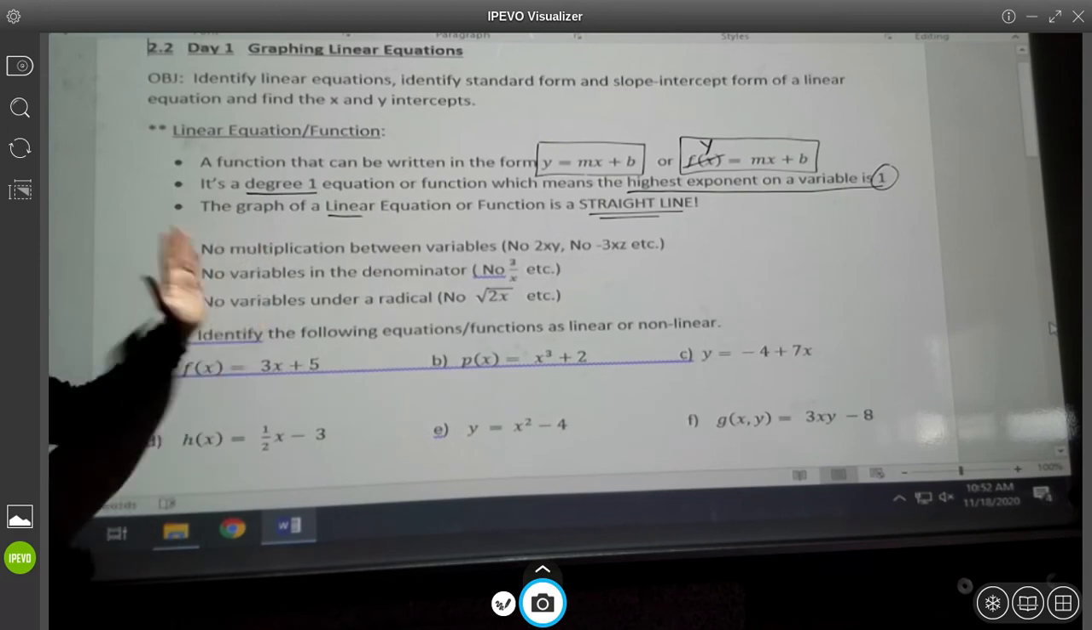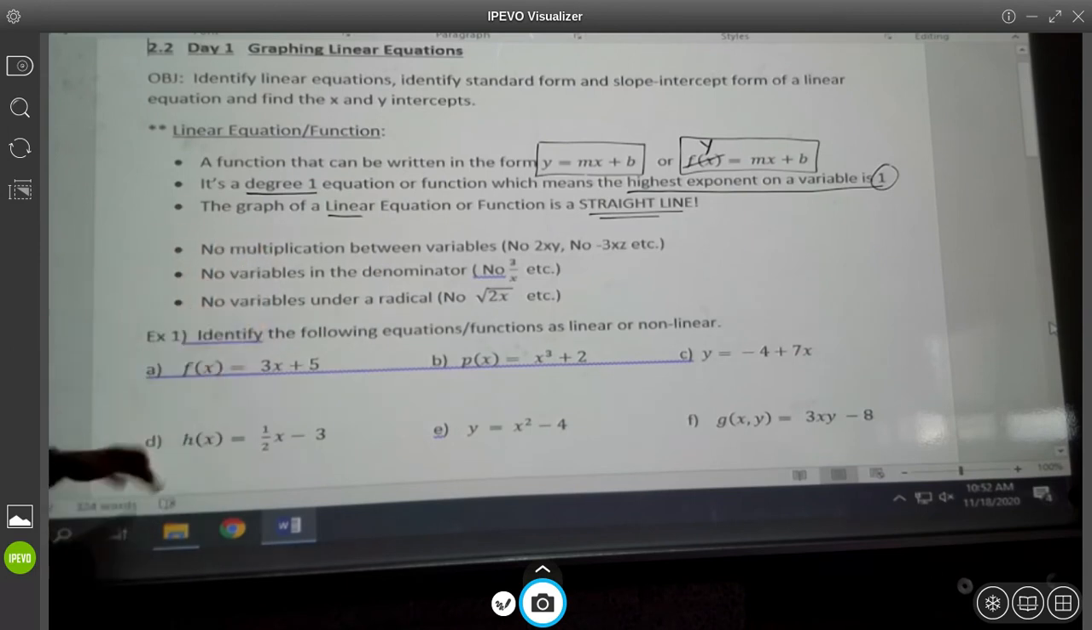So what we're going to do first is look at a bunch of equations and functions and say which ones are linear and which ones are not linear.